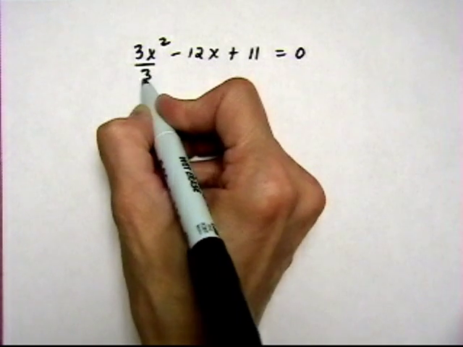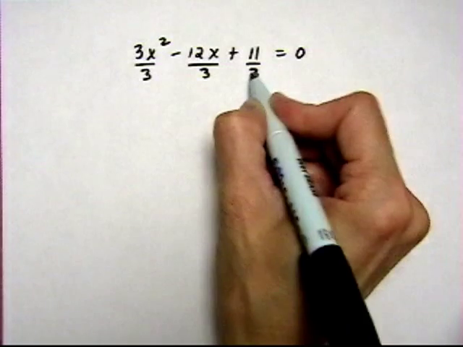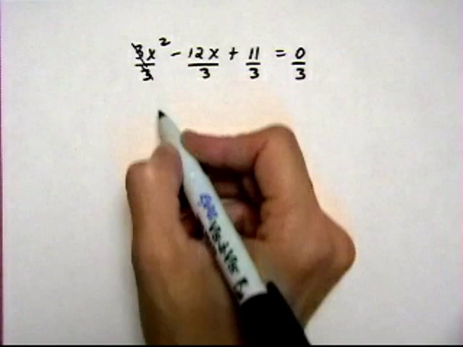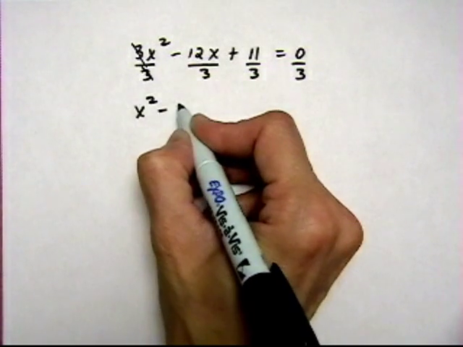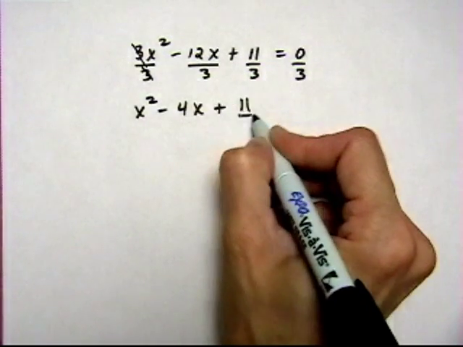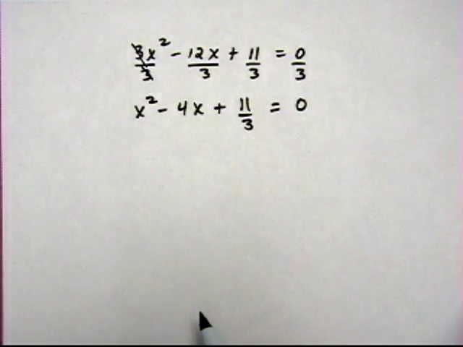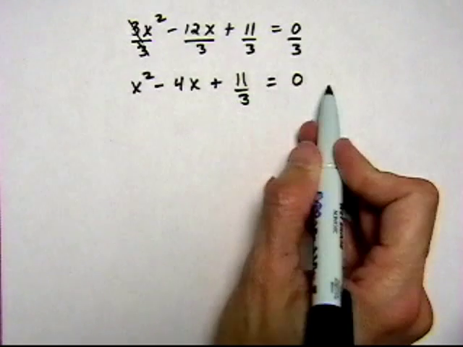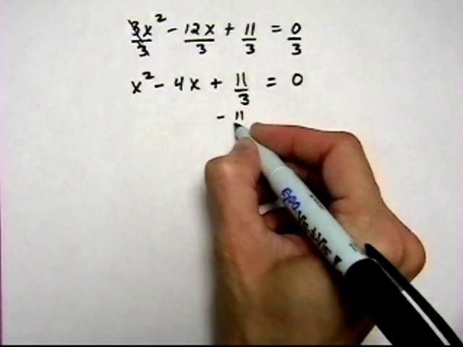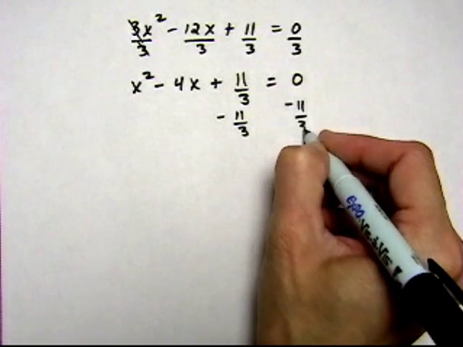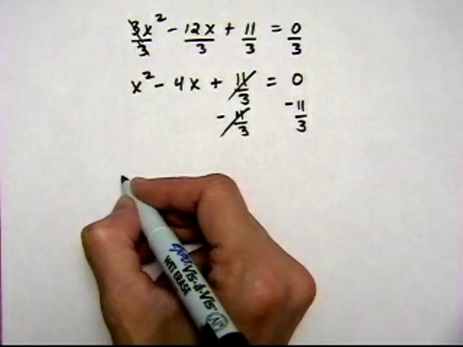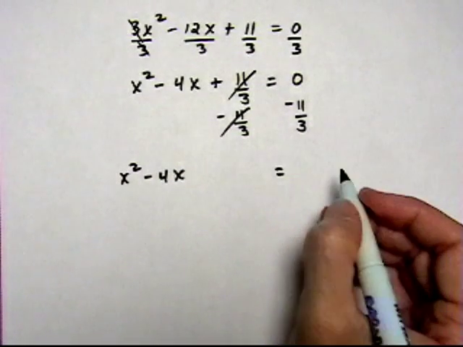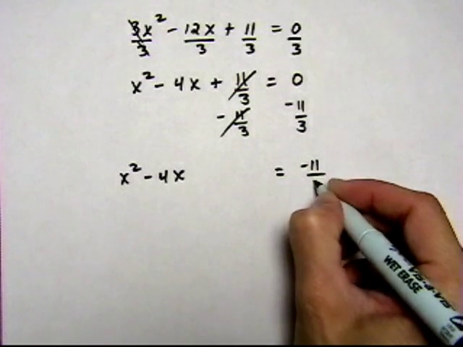So I'm going to divide a 3 from every term in the equation. Alright, so dividing 3 on both sides of the equation, we get x squared minus 4x plus 11 thirds equals 0. And now we're at this stage where we want to move the constant term to the other side by subtracting it from both sides of the equation. And that gives us x squared minus 4x, and I'm going to leave a big space here for completing the square, and that equals negative 11 thirds.